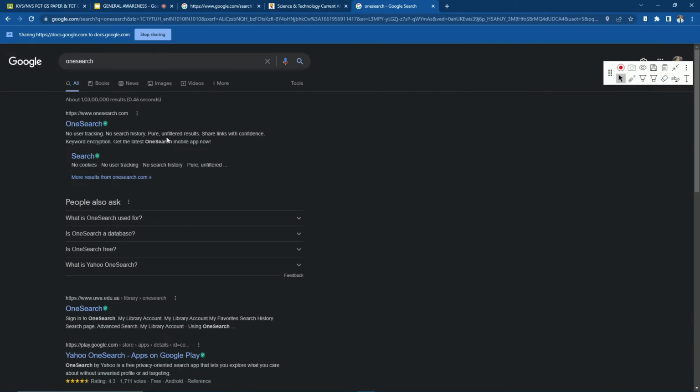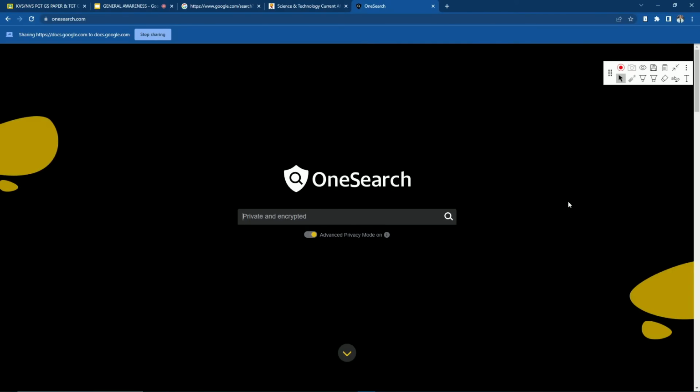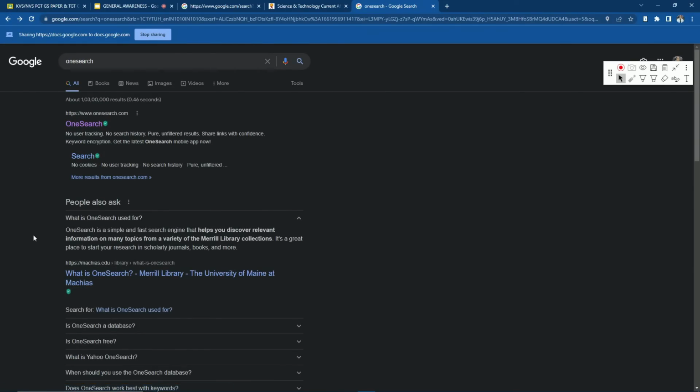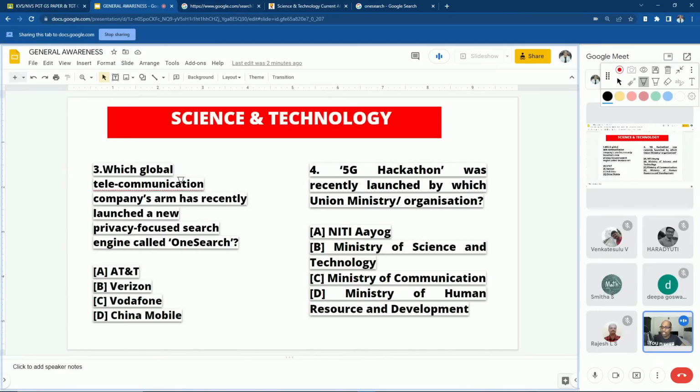OneSearch. In this OneSearch, I can see the screen. It is very private, I suppose, private and encrypted. So let us come back to the question. Which global telecommunication company's arm has recently launched a new privacy-focused search engine called OneSearch? Answer is Verizon Media. Verizon, Smita.